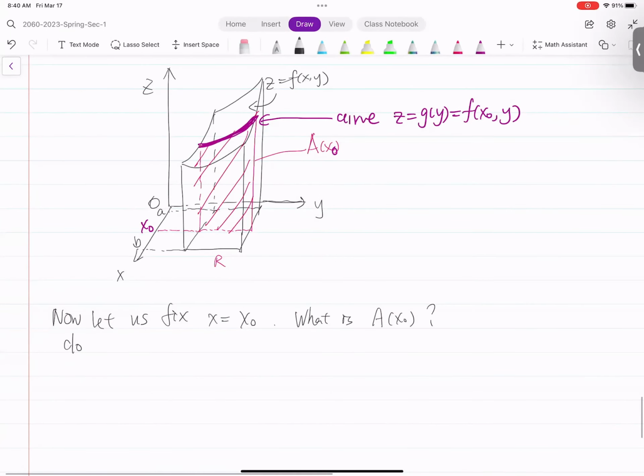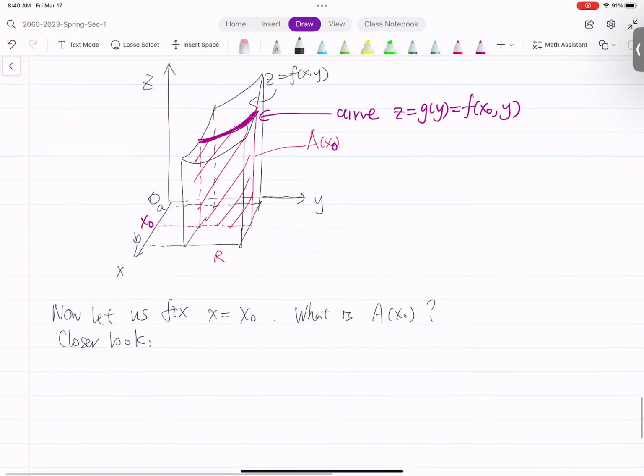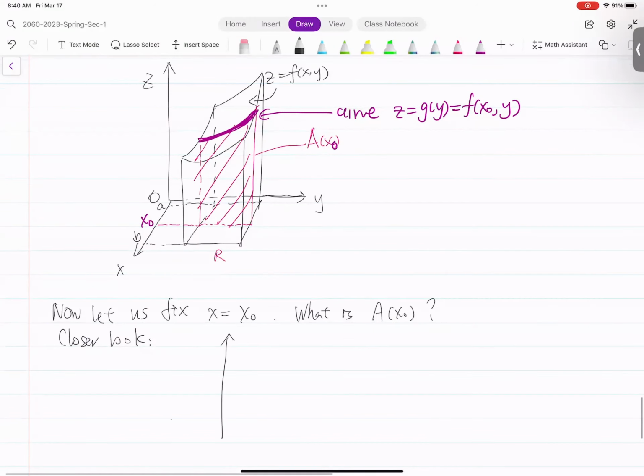Okay, take a close look. Now we only look at the YZ plane in this sense, because here x is fixed. So you have the y and z axes, and then you have a function z equals g of y, and the y value starts from c and ends at d, right? And then you're looking for the area under the curve.